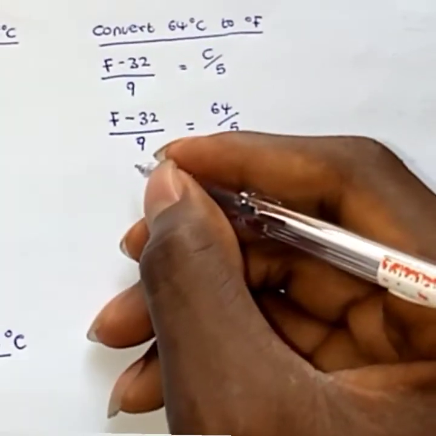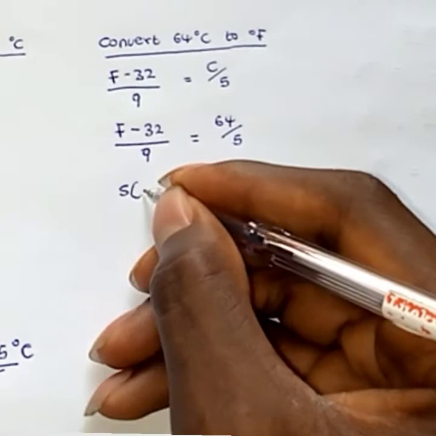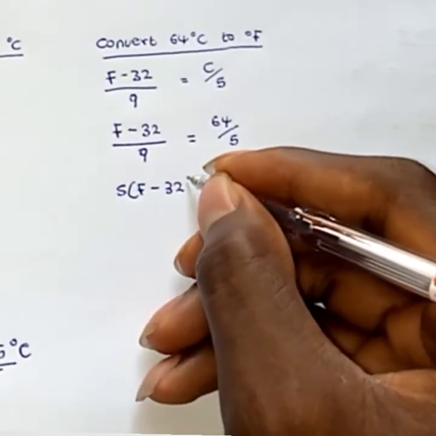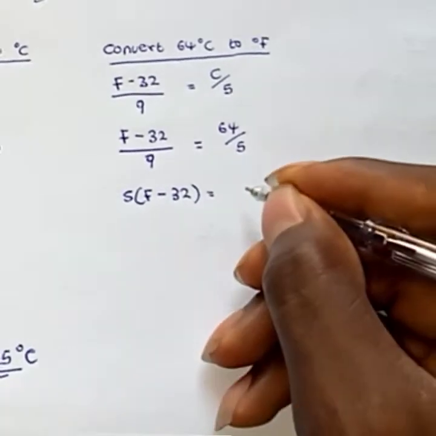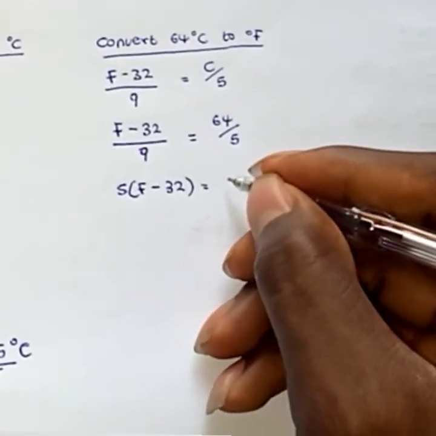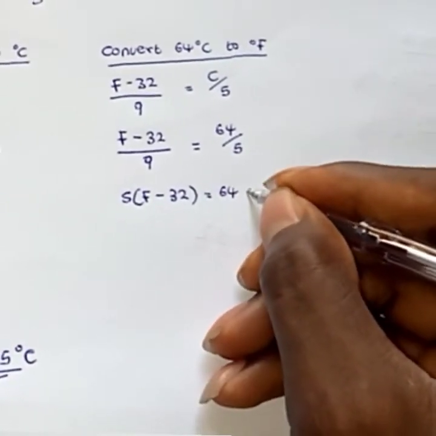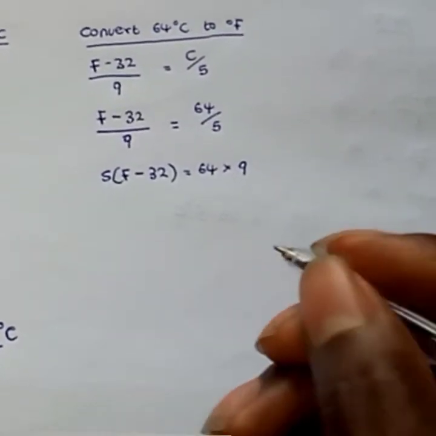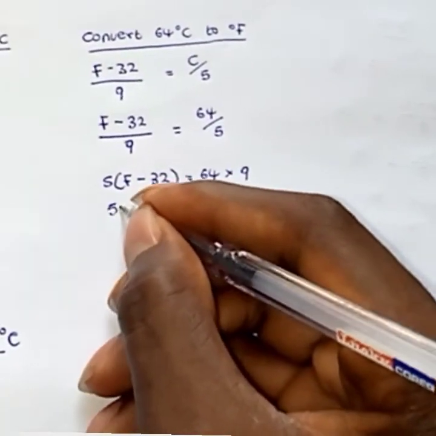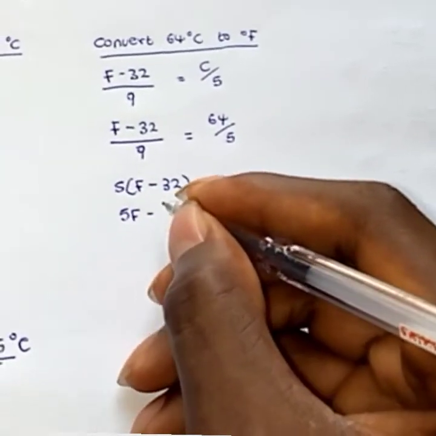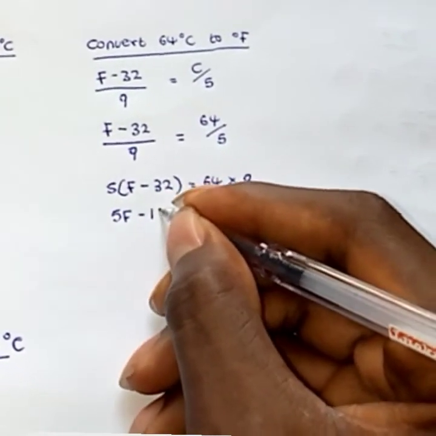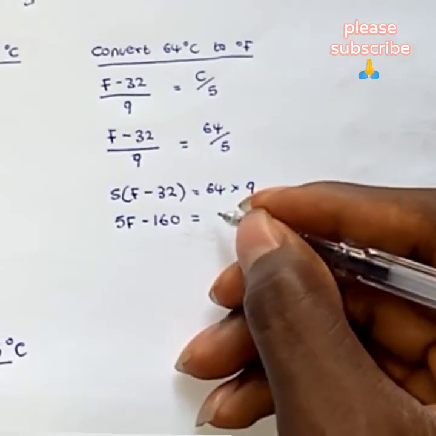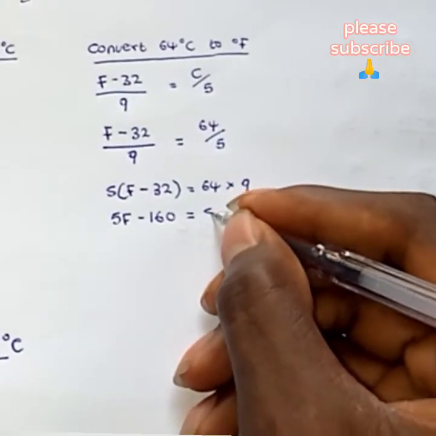Okay, so we cross multiply. Fahrenheit minus 32 equals 64 times 9. So 5 Fahrenheit minus 160 equals 576.